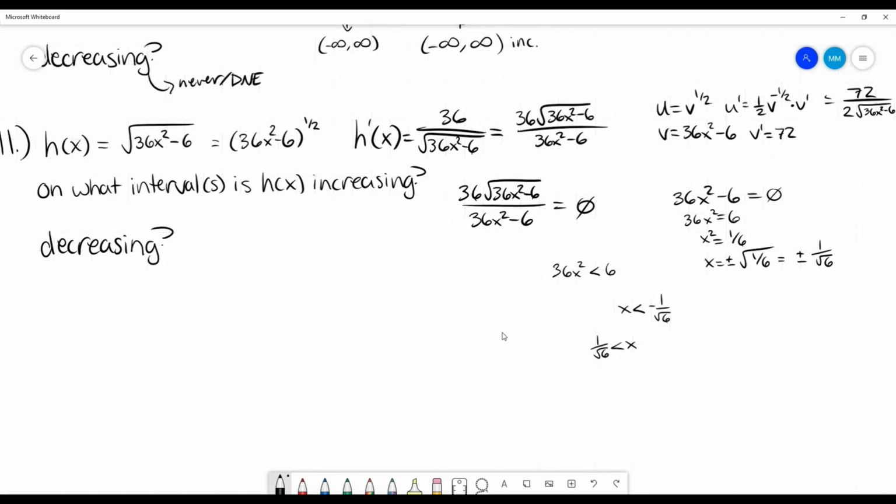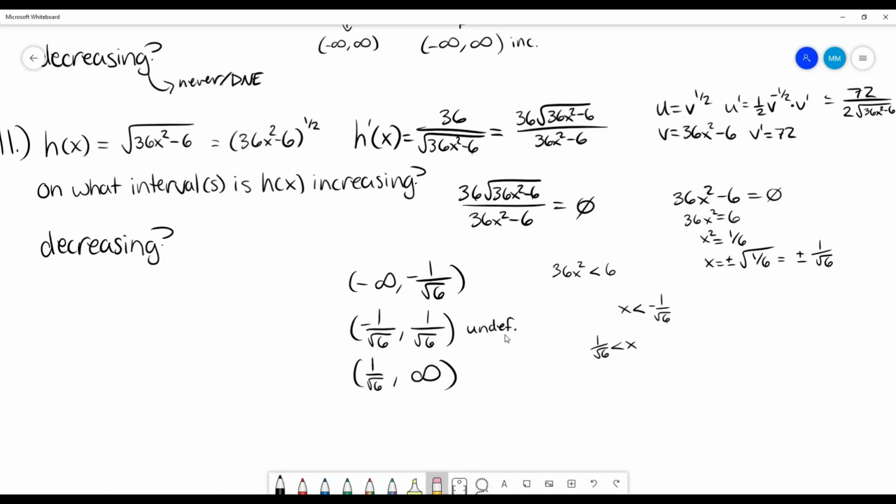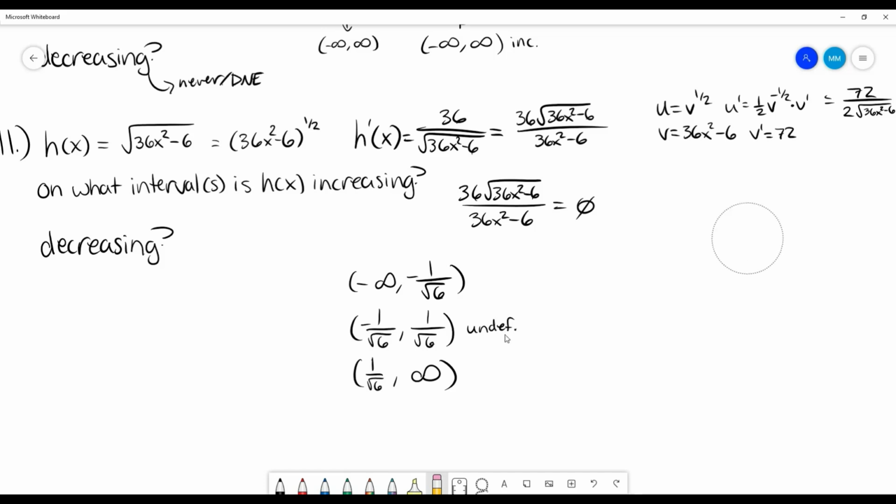Okay, which means that our intervals are going to be negative infinity up to this point. And then, of course, we have here, on which we know it is undefined. And then we have our final interval, which is from here all the way up to positive infinity. Now that we've got that situated, sorry if that was confusing. It's really difficult for me to wrap my head around that.